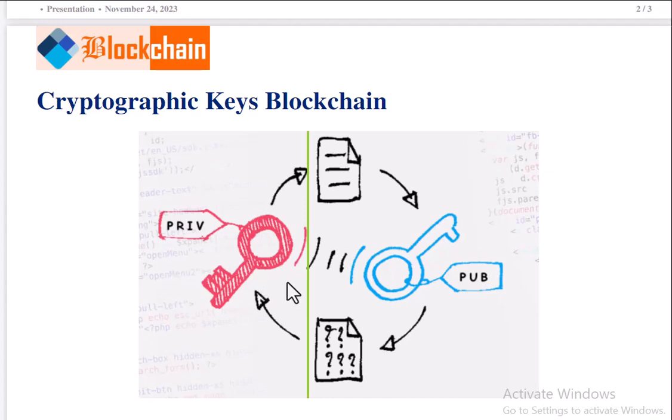So any user who wants to send a transaction, for their transaction the user has to sign or encrypt that transaction, and that encrypted data is sent on the network. And within the blockchain network, other users decrypt their data with the public key, and through this process the validation occurs or the authentication is completed.